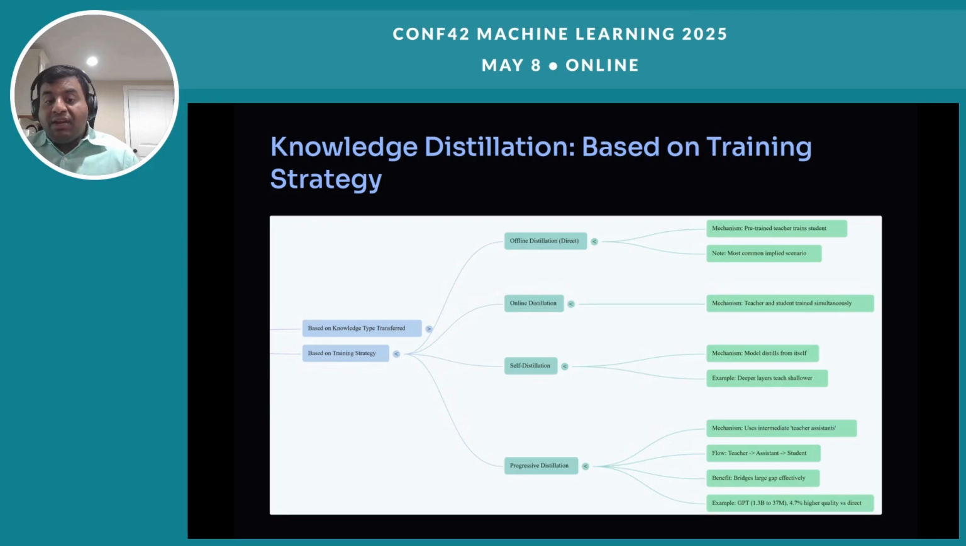An interesting variant where a model distills knowledge from itself. Often deeper layers of the network act as a teacher for shallower layers, acting as a student. This can improve the performance of the single model without needing a separate teacher. This is used when there is a very large gap between teacher and student size or model capabilities.